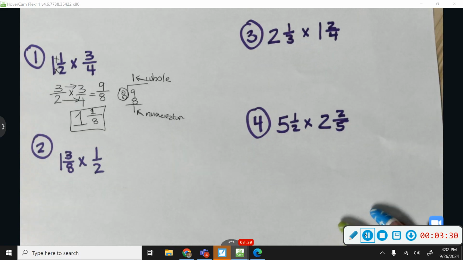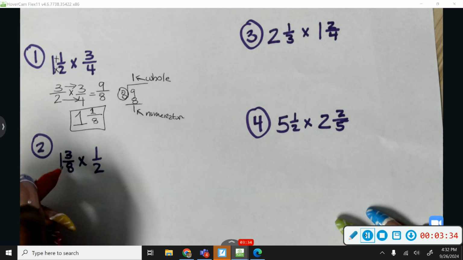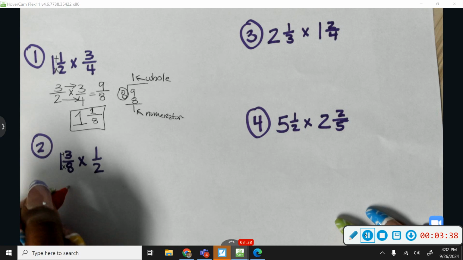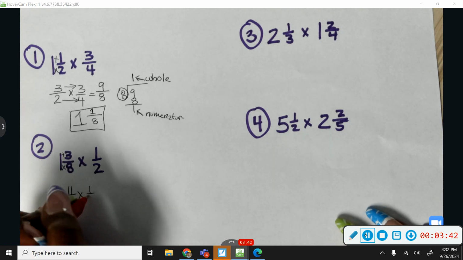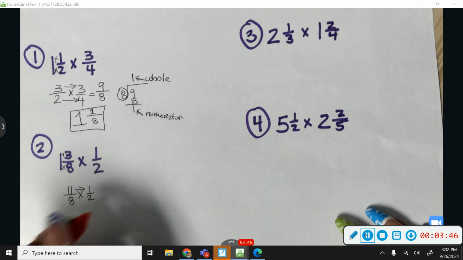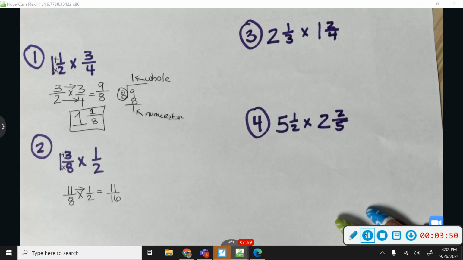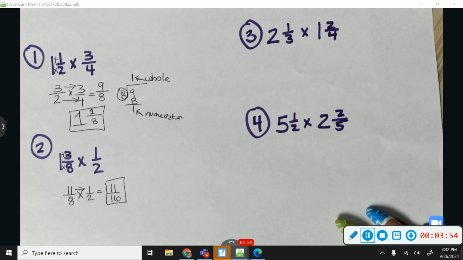And again, we're going to do the same thing because I have a mixed number. So 1 times 8, that gives me 8. Plus 3, that gives me 11/8. Times 1/2. And I'm going to just multiply straight across. 11/16. We can't reduce or simplify it, so we're going to stop right there.